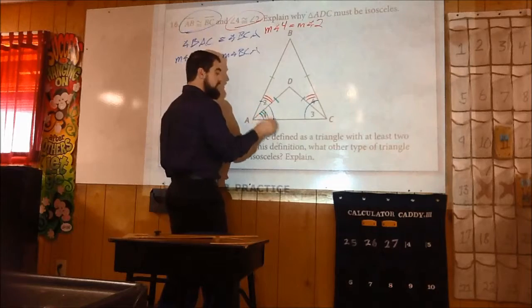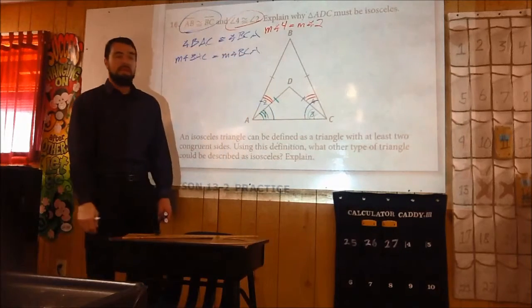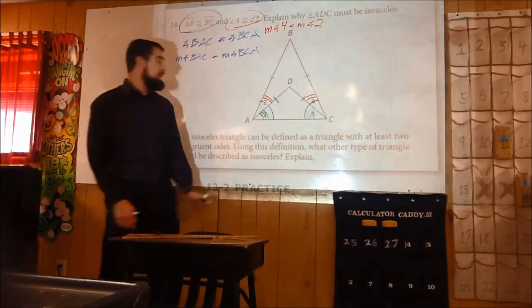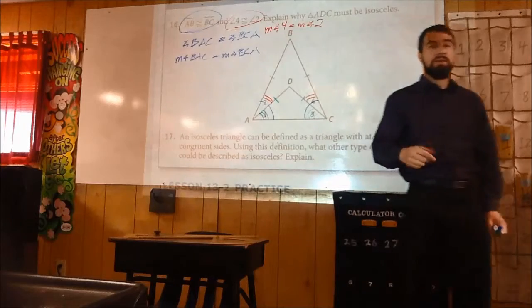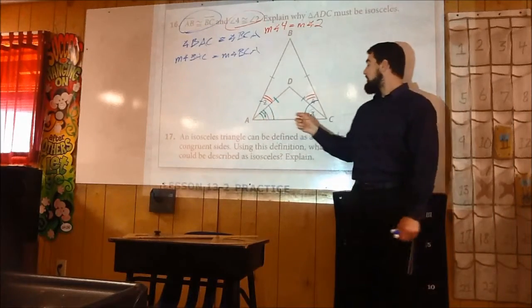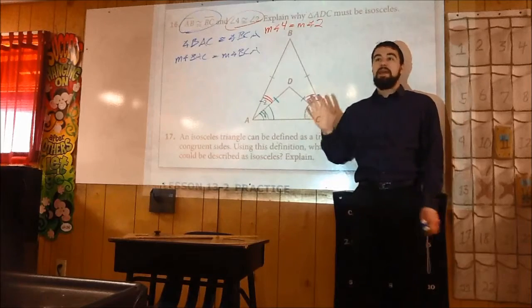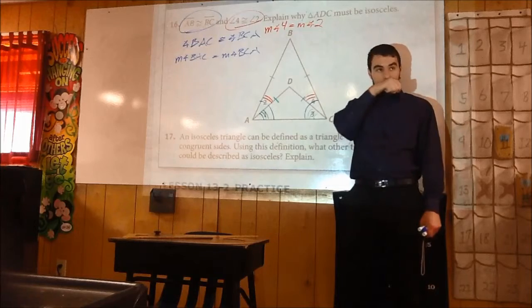If we can somehow show that angle 1 is congruent to angle 3, then we can say that these two segments are congruent. What justifies that? Like, let's say we do all the work. Let's say that we do show that angle 1 is congruent to angle 3. And if that's the case, then these two segments are congruent. What justifies that statement?